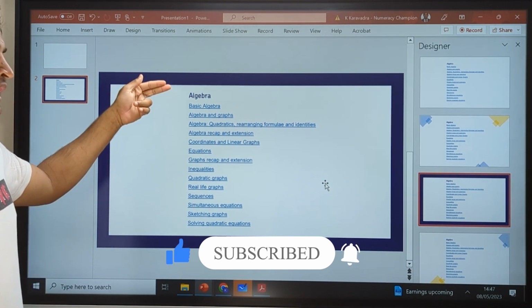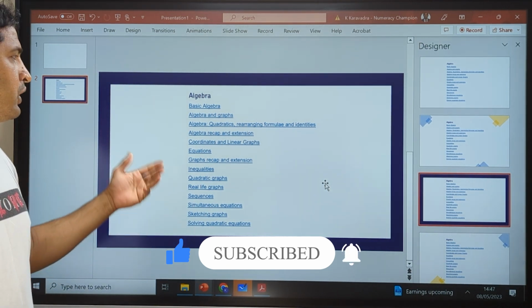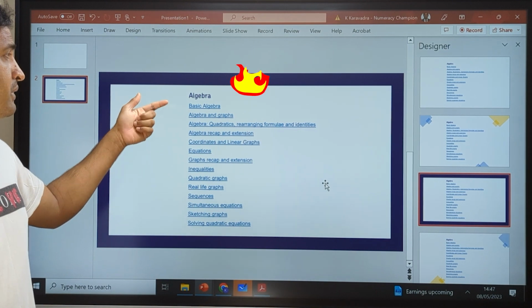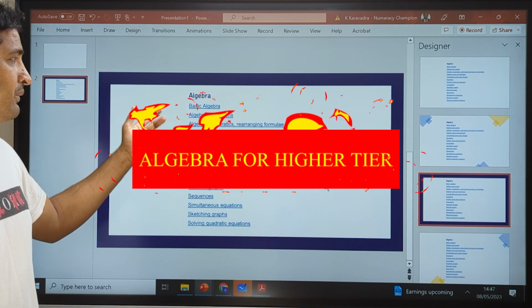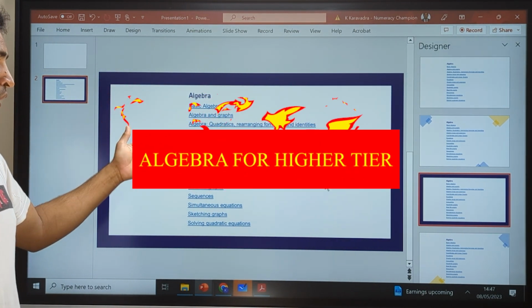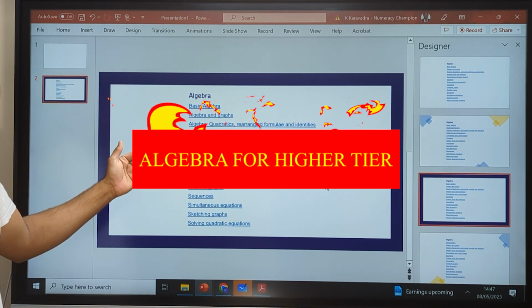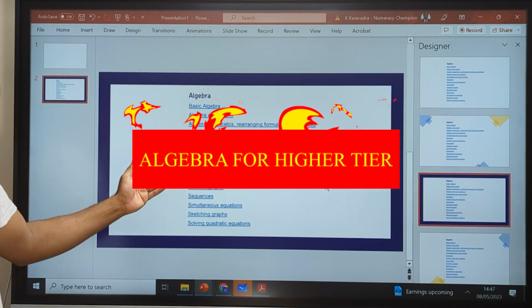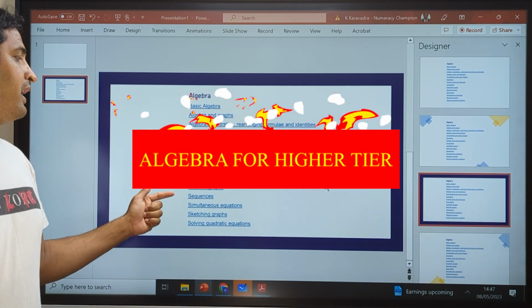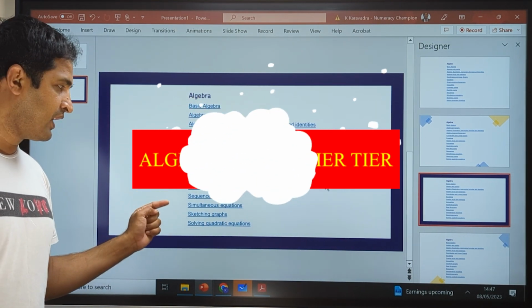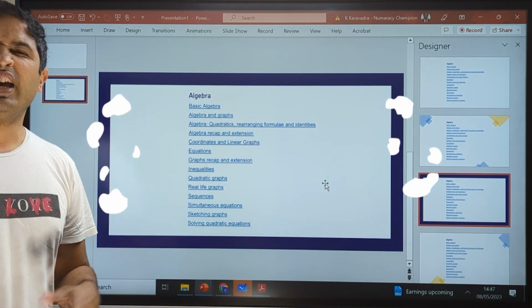Okay, and there's a list of the topics that we're going to go through, and the majority of it covers basic algebra, algebra and graphs, quadratics, coordinates and linear graphs, graph recaps, inequalities, quadratic graphs, real life graphs, sequences, simultaneous equations, and solving quadratic equations.